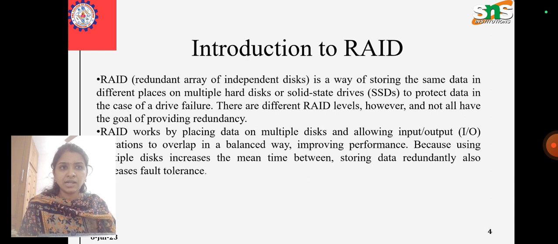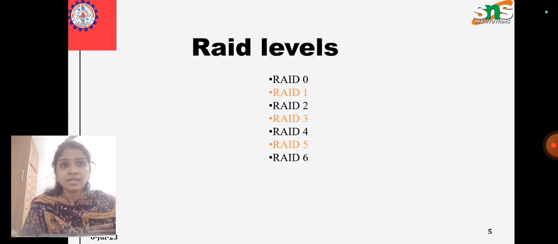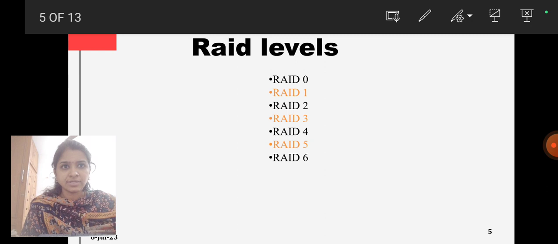There are different RAID levels, however, and not all have the goal of providing redundancy. RAID works by placing data on multiple disks and allowing input-output operations to overlap in a balanced way, improving performance. Because using multiple disks increases the mean time between failures, storing data redundantly also increases fault tolerance. And there are 6 levels of RAID.